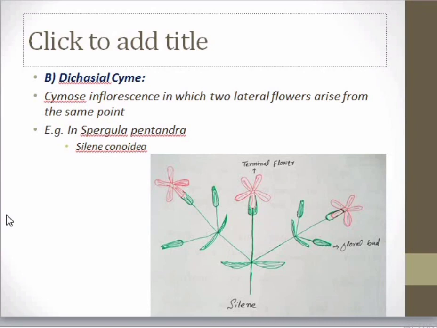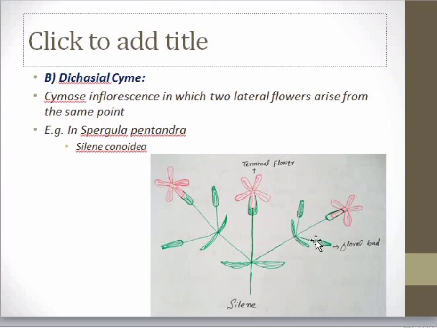The other type of cymose inflorescence is dichasial. One monochasial, the second one is dichasial. Inflorescence in which two lateral flowers arise from the same point. Look at the structure. This is the terminal flower or first flower of Silene conoidea. This gives rise to two lateral flowers. These are two lateral flowers that arise from the same point.